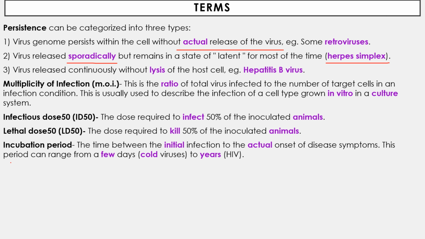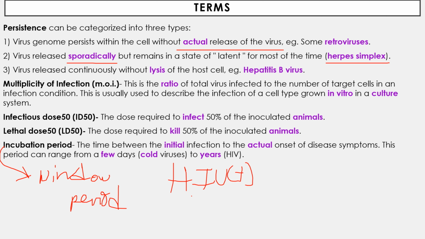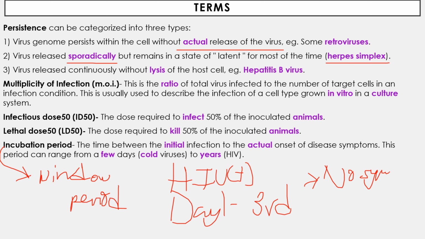Kaya nga class, yung incubation period is also known as your window period. Let's say you had a sexual intercourse with an HIV positive individual. At day 1 up to the third month, let's say na-acquire mo after having sexual intercourse. From day 1 up to the third month, no symptoms would show. So yung incubation period niya or yung window period niya is up to 3 months. Walang symptoms class. But you already have the virus in your body.